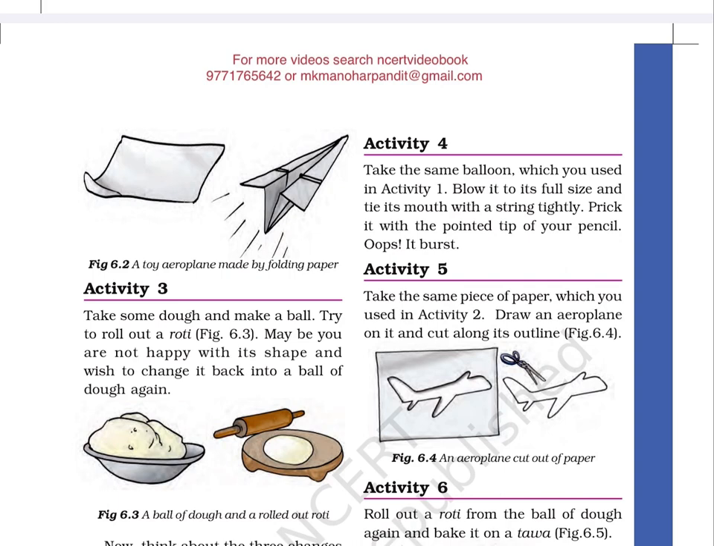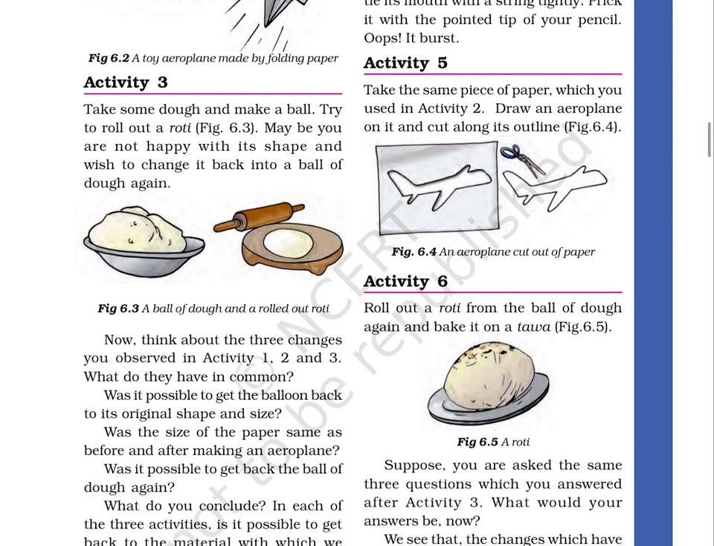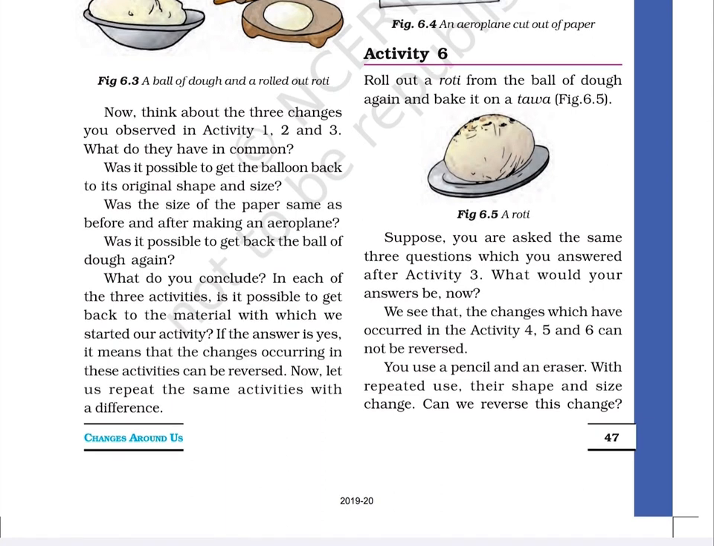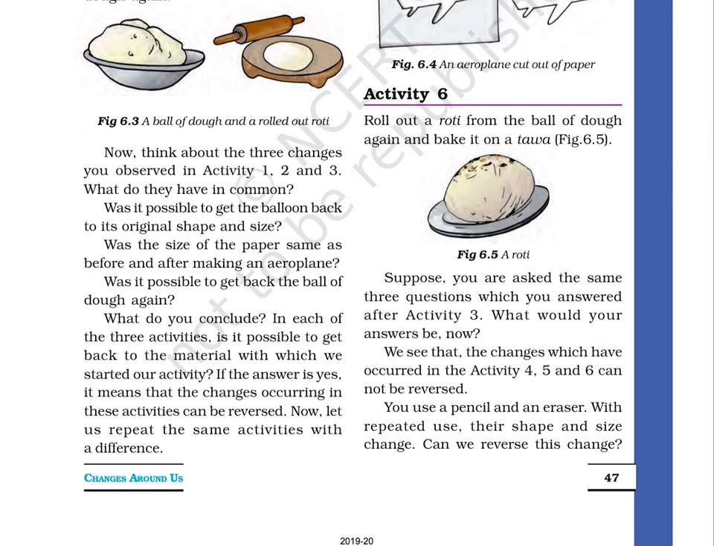Activity 5. Take the same piece of paper which you used in activity 2. Draw an aeroplane on it and cut along its outline. Figure 6.4. Activity 6. Roll out a roti from the ball of dough again and bake it on a tawa. Figure 6.5. Suppose you are asked the same three questions which you answered after activity 3. What would your answers be now? We see that the changes which have occurred in activity 4, 5 and 6 cannot be reversed.